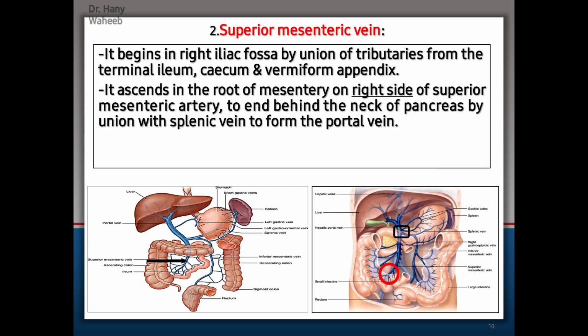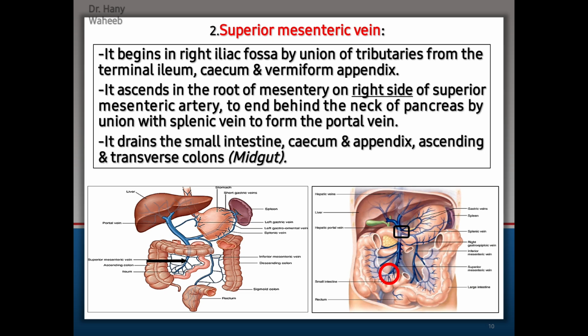So the superior mesenteric vein is on the right side of its artery, while the inferior mesenteric vein is on the left side of its artery. The superior mesenteric vein is the vein of the midgut. It drains small intestine, cecum, appendix, ascending, and the transverse colons. It drains derivatives of the midgut in embryology.